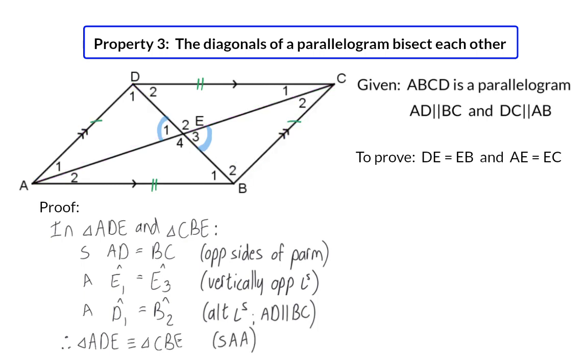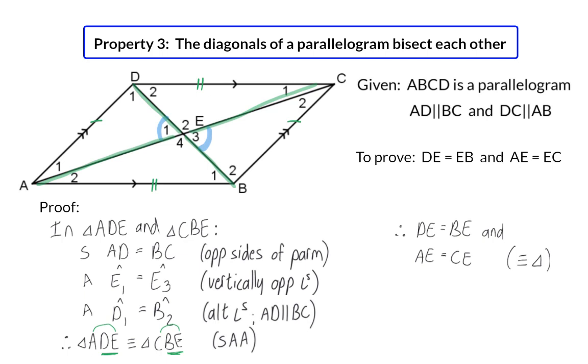From this congruency, we can now say that side DE is equal to side BE, and on our sketch you can see that those are the 2 parts of the one diagonal. We can also say that AE is equal to CE, and these are the 2 parts of our other diagonal. So we can write down that DE is equal to BE and that AE is equal to CE, and this comes from our 2 congruent triangles. And here we've proven that the diagonals bisect each other.